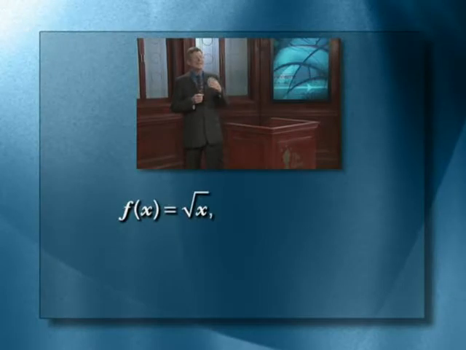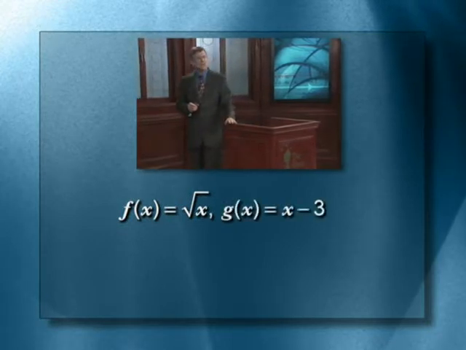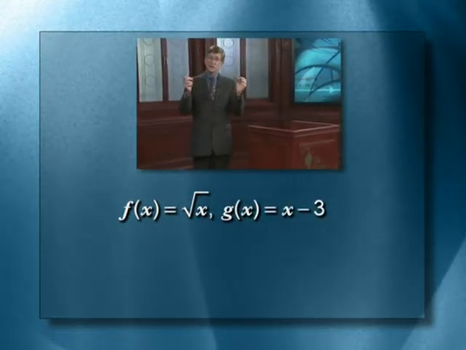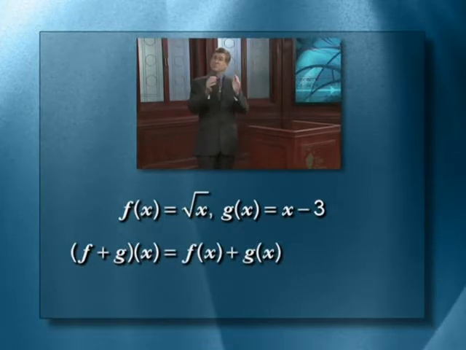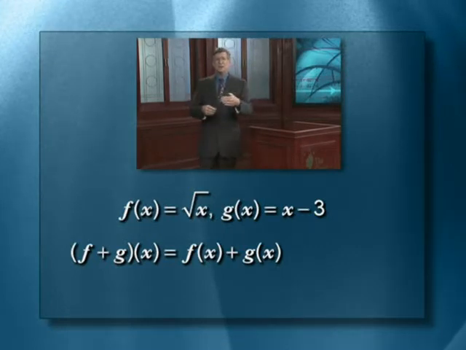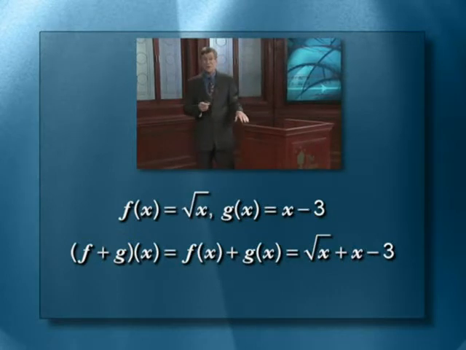Well, let's let f of x, say, be the square root function. f of x equals square root of x, and say g of x is x minus 3. Well, the sum of these two functions, f plus g evaluated at x, is nothing more than f of x plus g of x. It's exactly what you would think you would do. You just add up the two rules. So the answer would be square root of x plus x minus 3, the sum of those two functions.